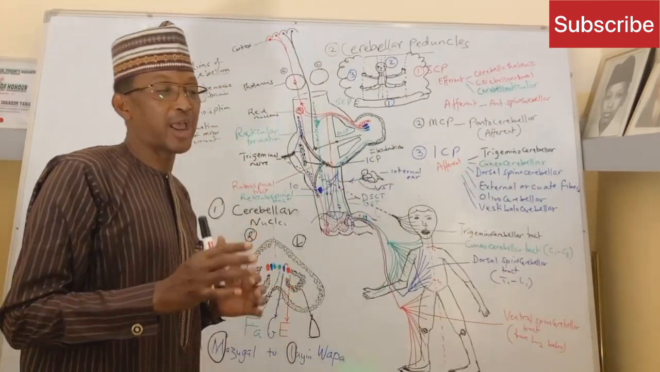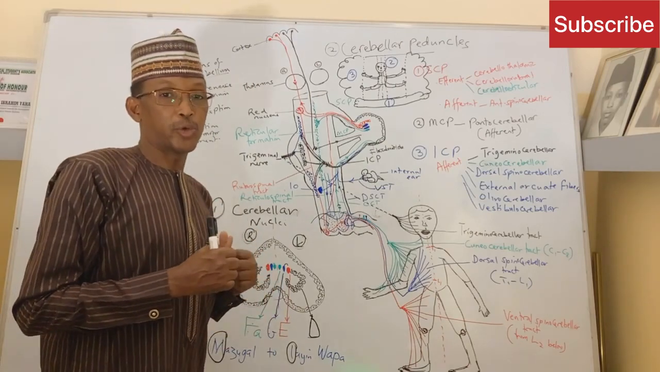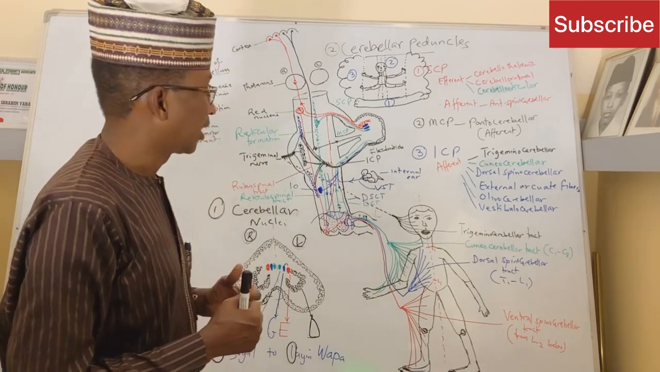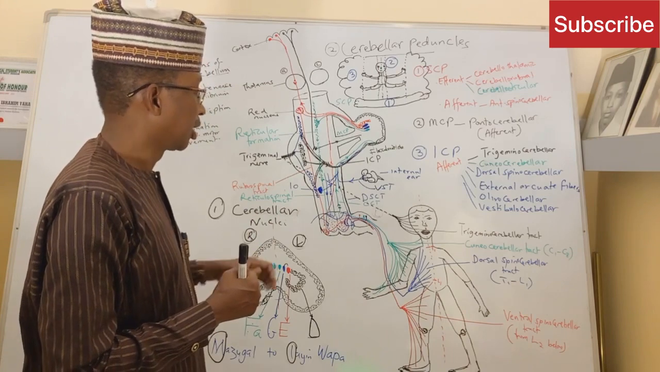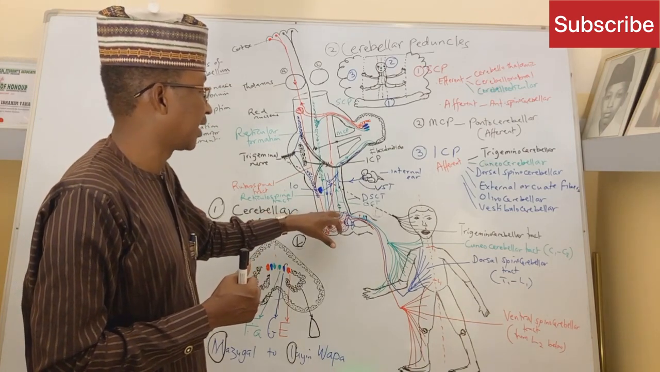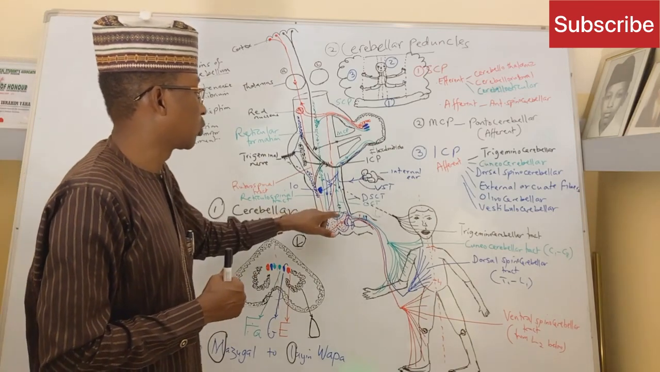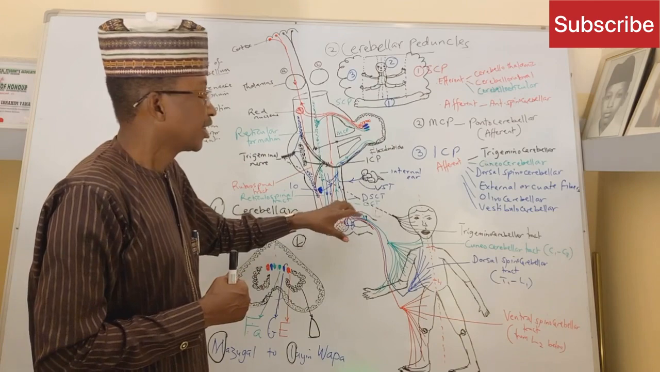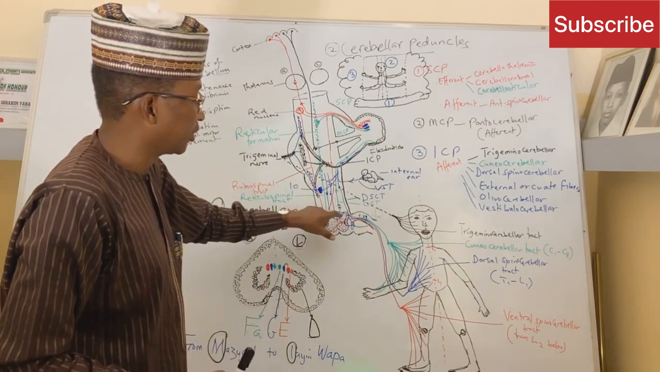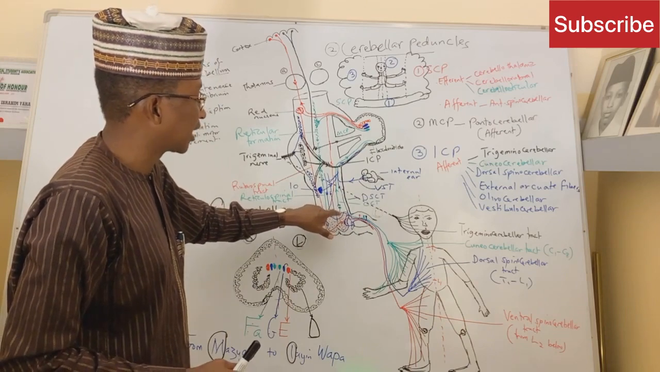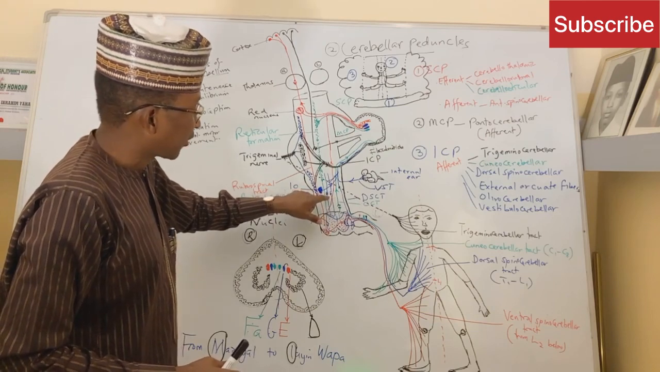The external arcuate fibers, if you remember, I discussed the proprioceptive fibers carrying information from different parts of the body through the gracile and cuneate fasciculi. Through the gracile and cuneate fasciculi, the conscious proprioceptive information from different parts of the body ascends up as the first order neuron.